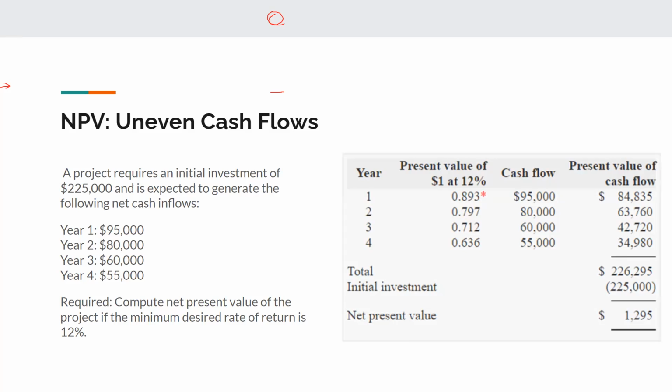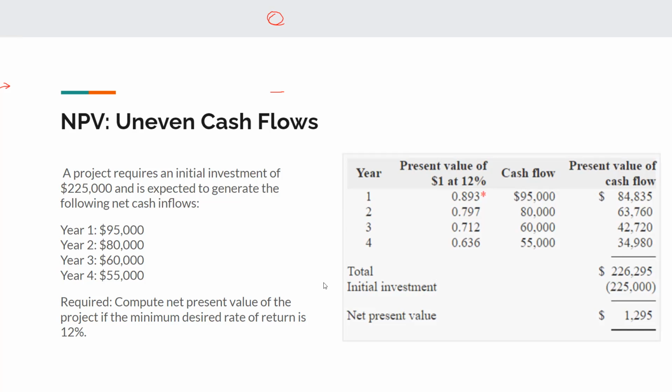So unlike my previous example where we had a consistent 2,200 inflow every period, here every year I have a different amount of inflows coming in. And you would notice that my table changed. I am no longer listing from years 1 to 6 and using one discount rate. No, I have 4 years and I have the present value of $1 at 12% because the desired rate of return is 12%. That was given by the company, right?